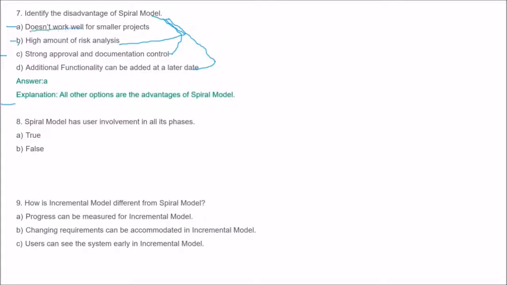But for A, it doesn't work well for smaller projects. This is the disadvantage of the spiral model.